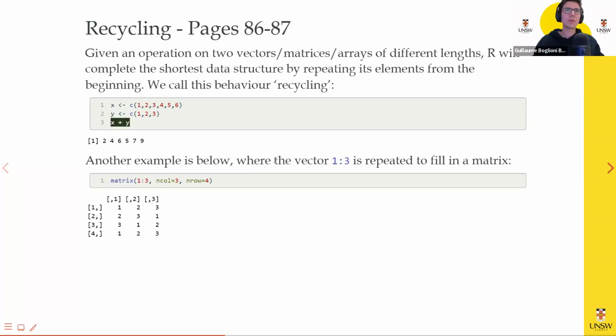Okay, another example is below. We use the vector 1 to 3 to fill a matrix with 12 spots. How is that possible? Again, recycling. We have only 3 numbers here, and we want 3 columns and 4 rows. But recycling means that we start 1, 2, 3. Now we run out of values, but we start again, 1, 2, 3, and then we recycle again, 1, 2, 3, and then again, 1, 2, 3.